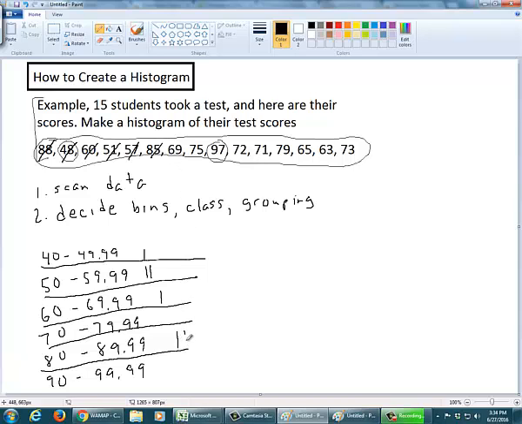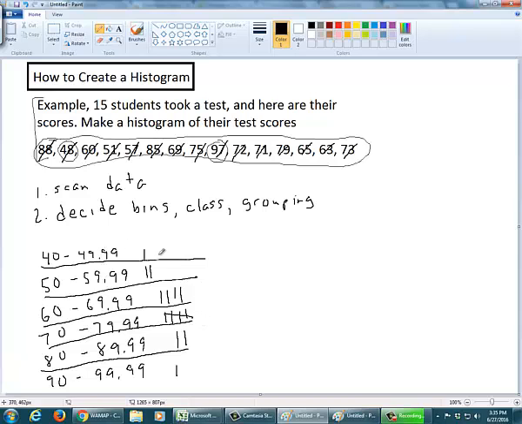85 goes there. 69 is in the 60s, 75 is in the 70s, 97 is there, 72 is in the 70s, 71 also in the 70s, 79, 65, 63, and finally 73. Now, when I get to the fifth mark, I'll just go diagonal so I can more easily keep track if I have a lot of data.